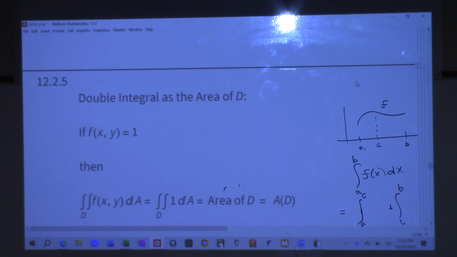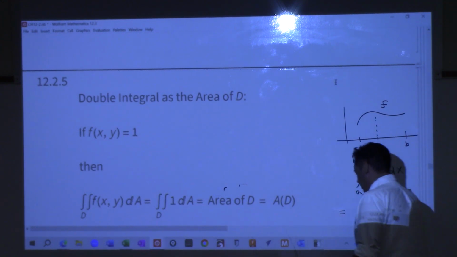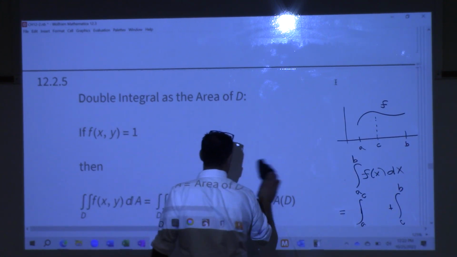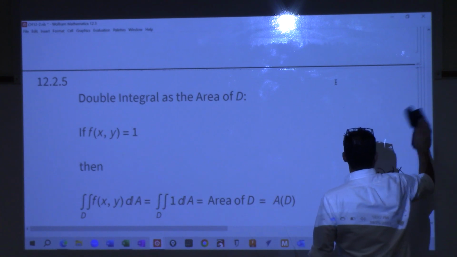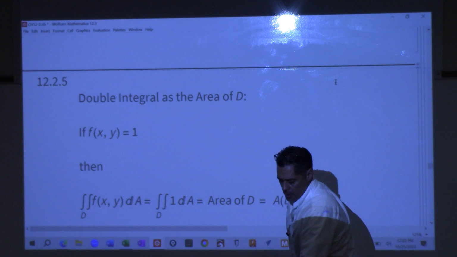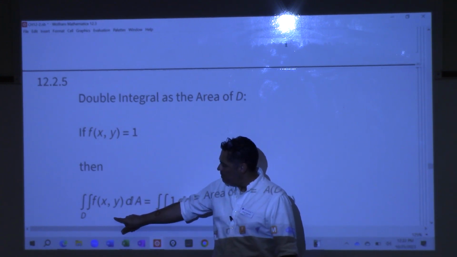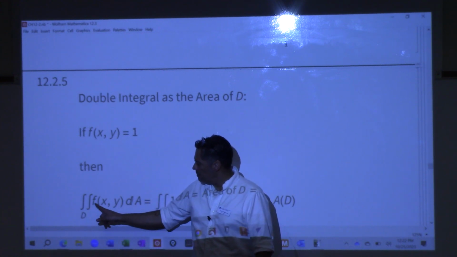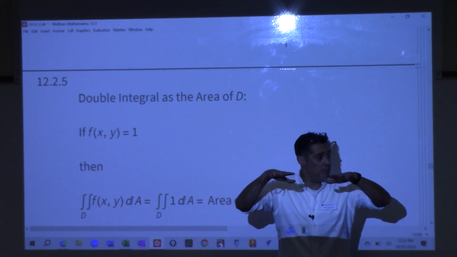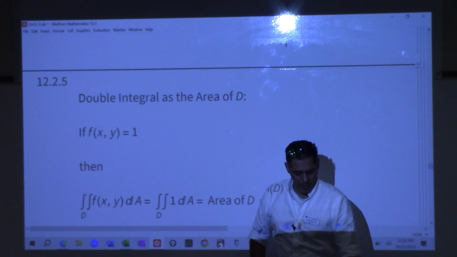All right. This one right here is extremely important. It's simple, but it's extremely important. So what we've been learning is this idea right here, that the double integral over D of some surface f of x, y with respect to area is just the volume from f down to the ground.